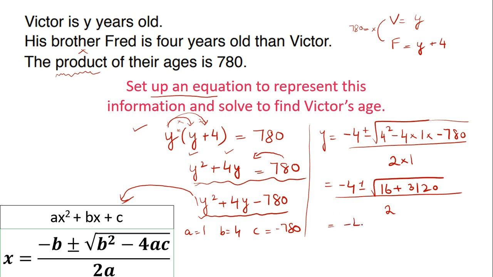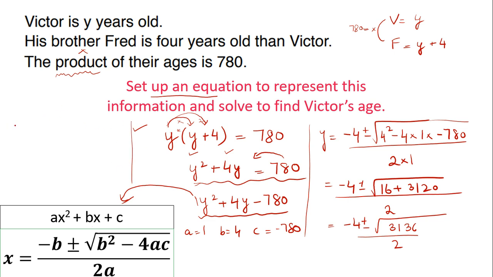Now I'm just solving it manually just so that you know how I'm going about it, but you can simply put in the values and straight away get your answer. So minus 4 plus or minus the square root of 3136, over 2. Now you will find the square root of 3136, which is 56. So coming back, I'm going to solve here.